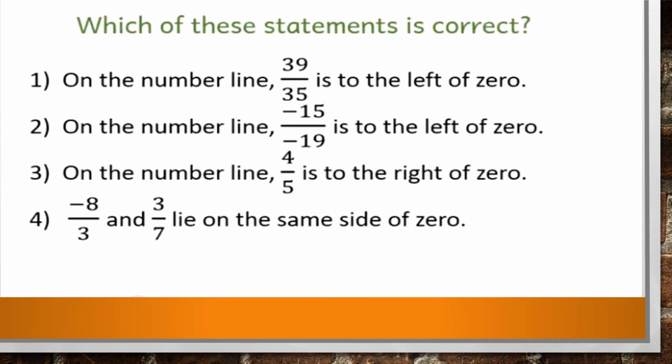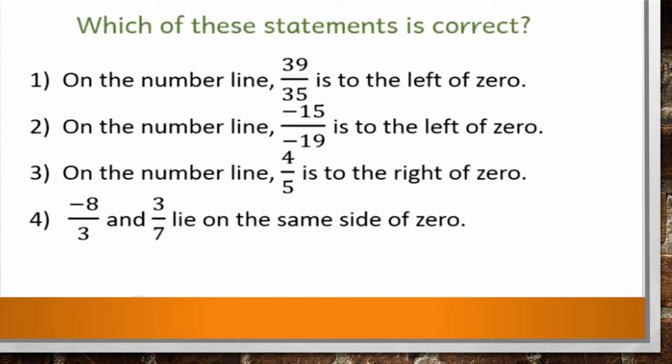Okay. On the number line, 4 upon 5 is to the right of 0. Now 4 upon 5 is right of 0. तो ये भी ऑप्शन सही है ना. हम लोग को पता है ना, नंबर लाइन जो होती है उसके पास में जो पॉजिटिव नंबर्स होते हैं, they are coming on the right side of 0.